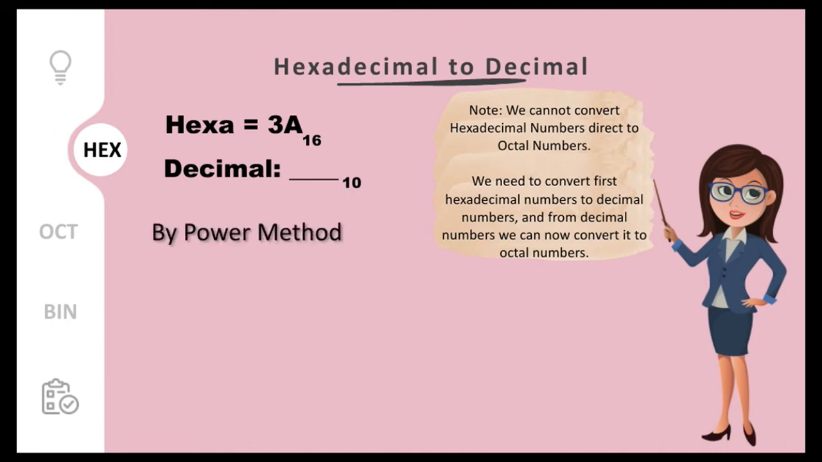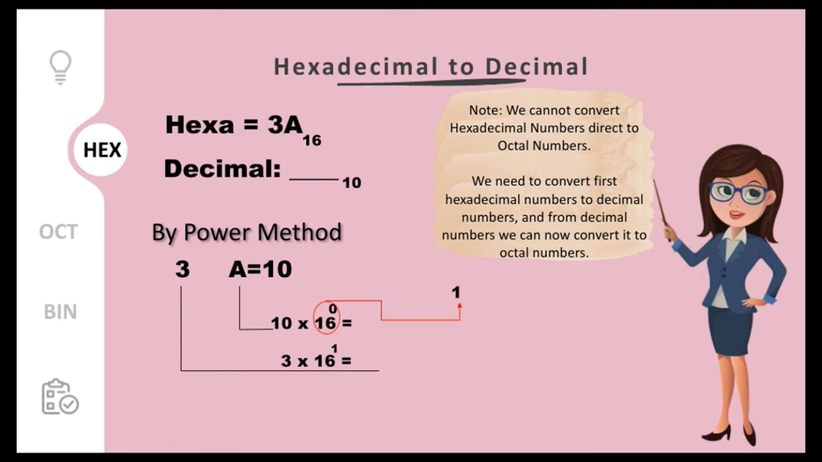Using the power method, let's multiply the 3 and A by the powers of 16. 16 raised to 0 is 1. So 10 times 1 is 10. And 16 raised to 1 is 16. And 3 times 16 is 48. Let's add 10 and 48 and we get 58 as the decimal number. So the decimal value of hexadecimal 3A is 58.